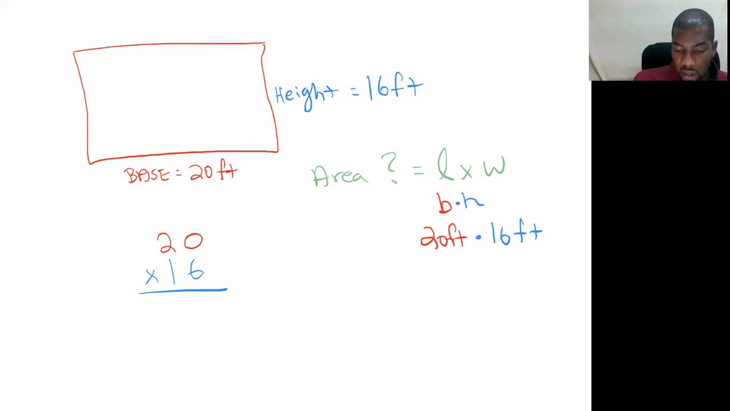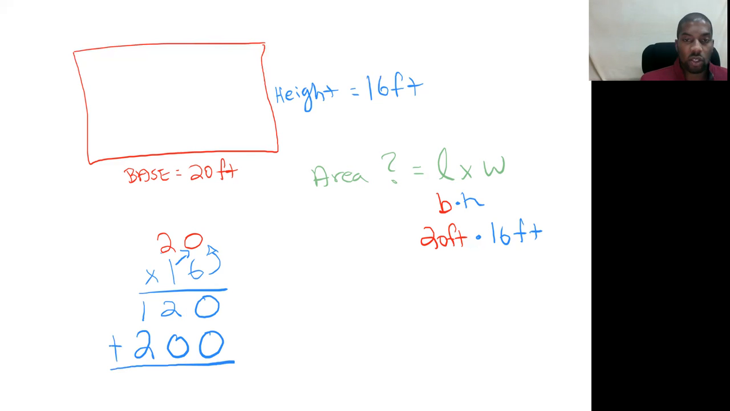16 times 0. 6 times 0 is 0. Anything times 0 is 0. 6 times 2 is 12. So I write the 1 and the 2 here. I drop a 0 for a placeholder, and then I go 1 times 0, 0. 1 times 2 is 2. Then I add these two together because there's no more numbers. 0 plus 0 is 0. 2 plus 0 is 2. 1 plus 2 is 3.